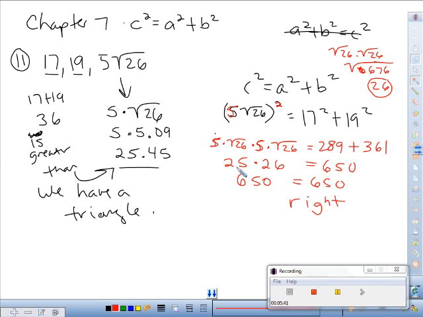Agree that 5 times 5 is 25? Okay, well, the square root of 26 times the square root of 26 is really 676, but the square root of 676 is 26. So that's why you don't want to use a decimal. If we put a decimal here, we would have gotten some weird decimal here, and we would have gotten some other number than 650, and we would have not known it was right.